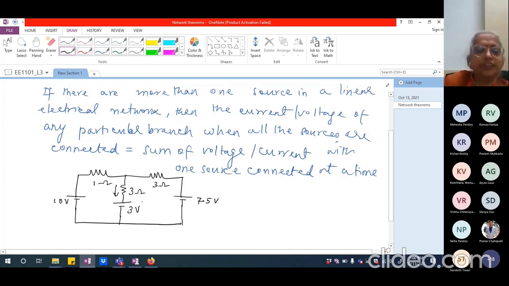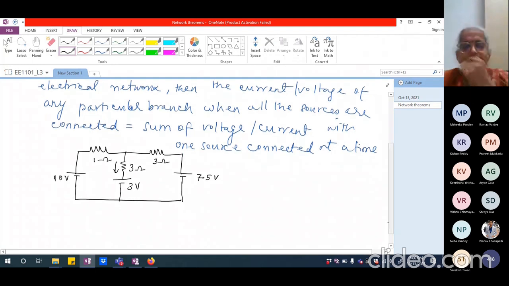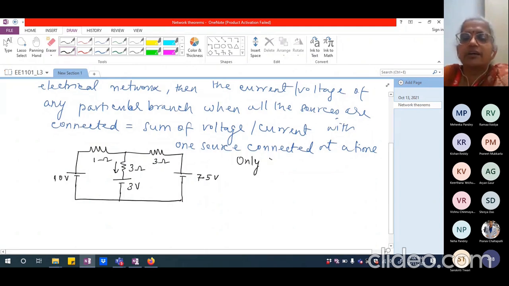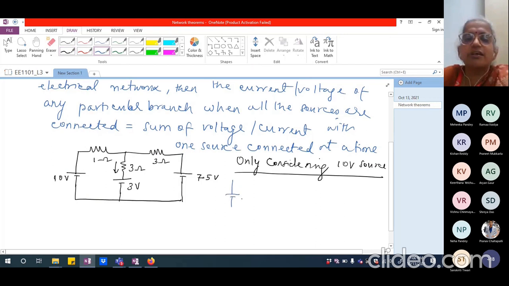Let's first try to do it with one voltage source at a time. I'm going to first consider only the 10 volt source. If I consider only the 10 volt source, I have to connect the network like this. This is the 10 volt source, this is going to be 1 ohm, here is 3 ohm, and here is also 3 ohm. Whenever I nullify the voltage sources, I should short circuit them.